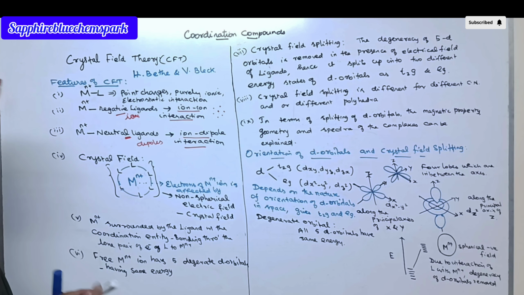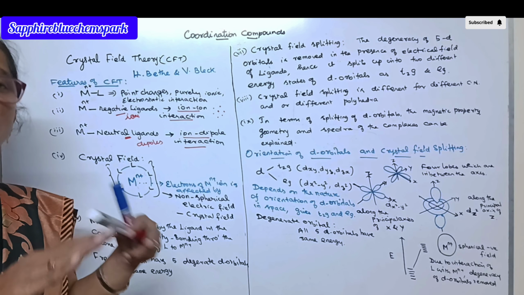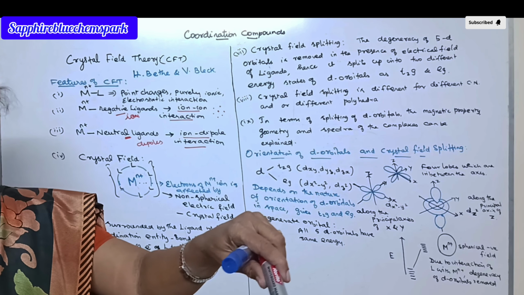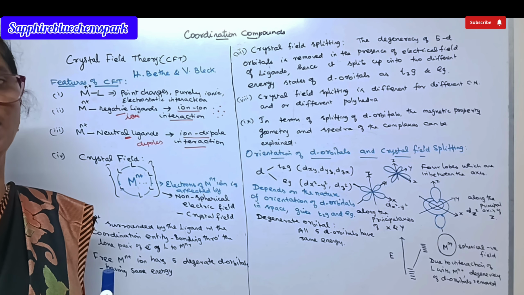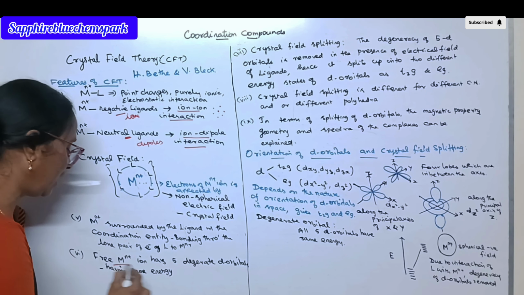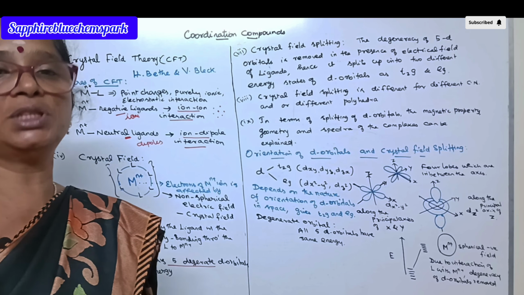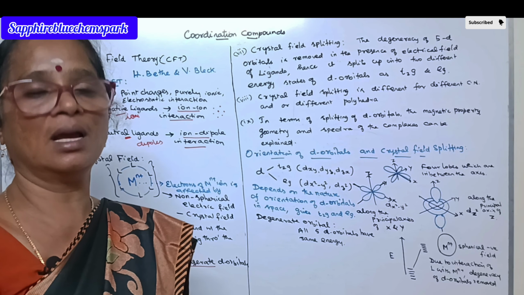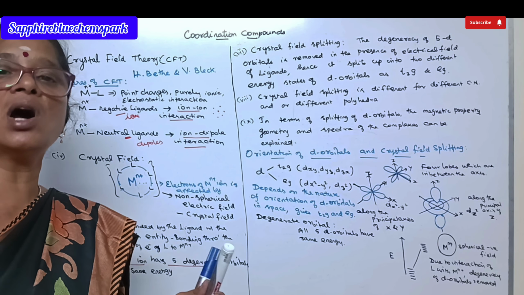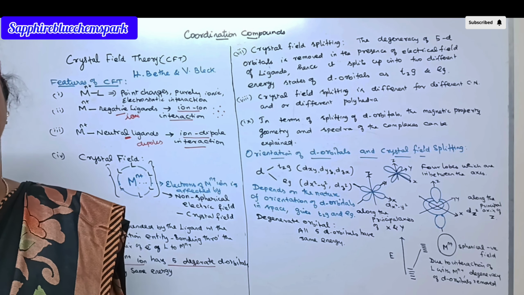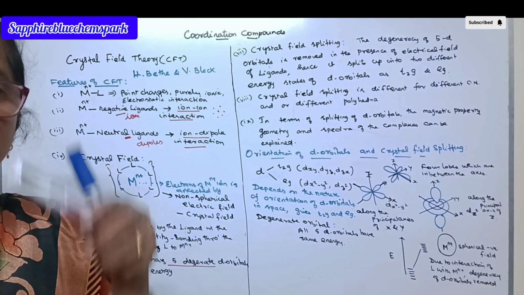In this case, we have the free metal ion. Free metal ion means it is not under the influence of the ligand field. This free metal ion already has its d orbitals. In this free ion, we can say all 5 d orbitals are in a degenerate position. What do we mean by degenerate? Degenerate means the 5 different orientations of d orbitals have the same energy. When orbitals have the same energy, such orbitals are said to be degenerate orbitals.